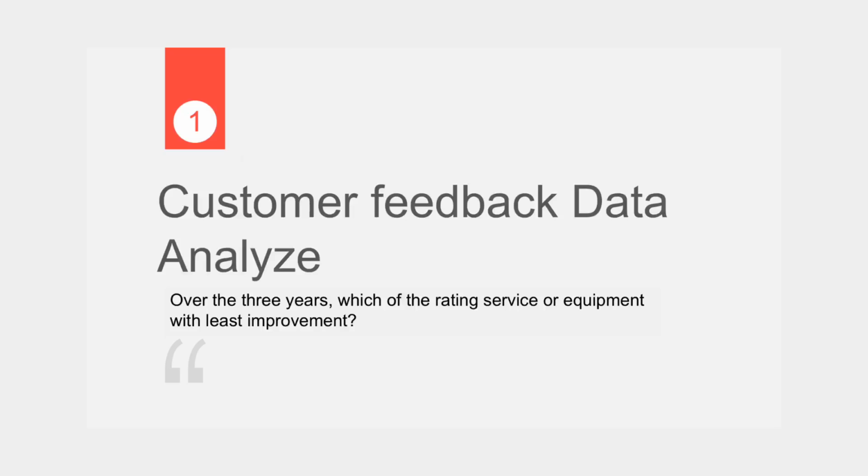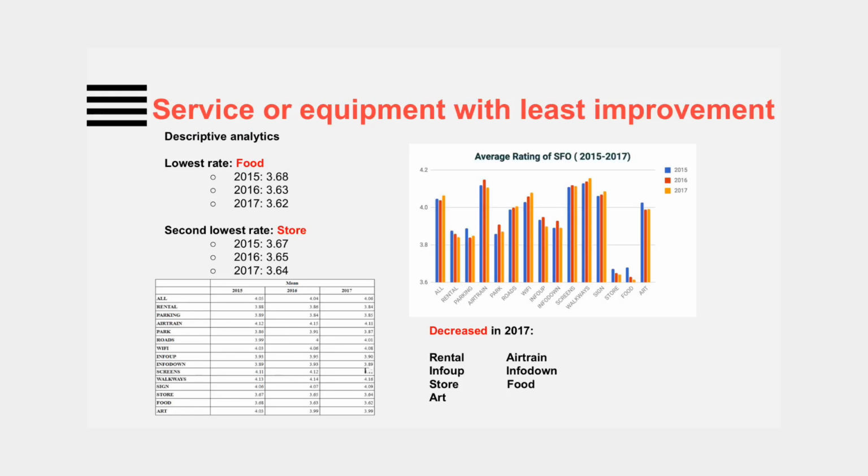For the first question, we use descriptive analytics to analyze the past 3 years of data, and we choose Q7 as the mean data to analyze. Then we found that in the past 3 years, food and stores had the lowest ratings, and their scores continuously declined. So we really need to focus on those 2 parts.